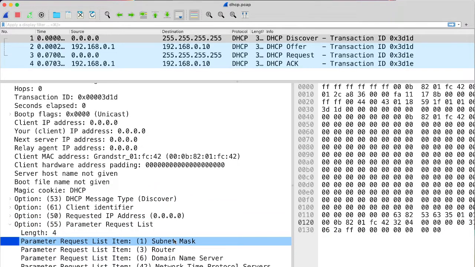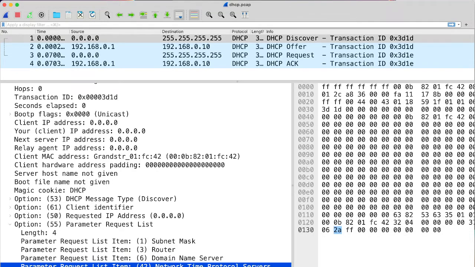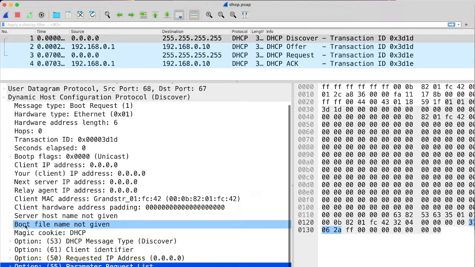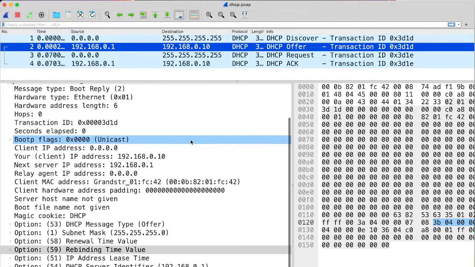I would like to know the subnet. I would like to know the routers. I would like to know the domain name servers, and I'd like to know if there's any network time protocol server in this subnet. A lot of protocols. There are a lot of options right here. So the offers again right here.